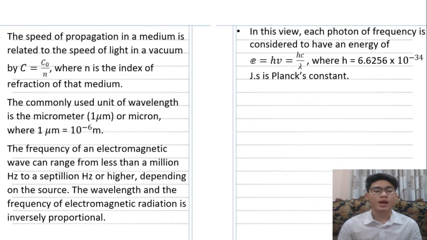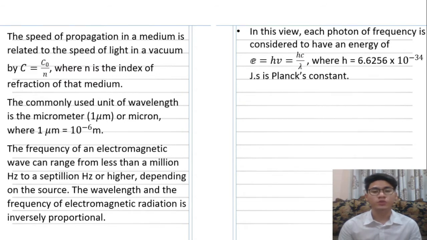Unlike the wavelength and the speed of propagation, the frequency of an electromagnetic wave depends only on the source and is independent of the medium through which the wave travels. The frequency, the number of oscillations per second of an electromagnetic wave, can range from less than a million Hz to a septillion Hz or higher, depending on the source. The wavelength and the frequency of electromagnetic radiation are inversely proportional.